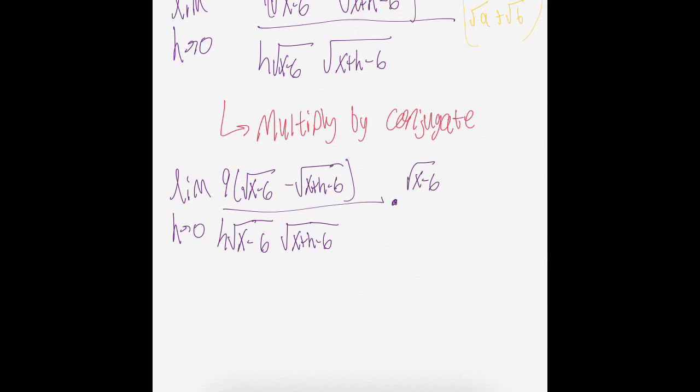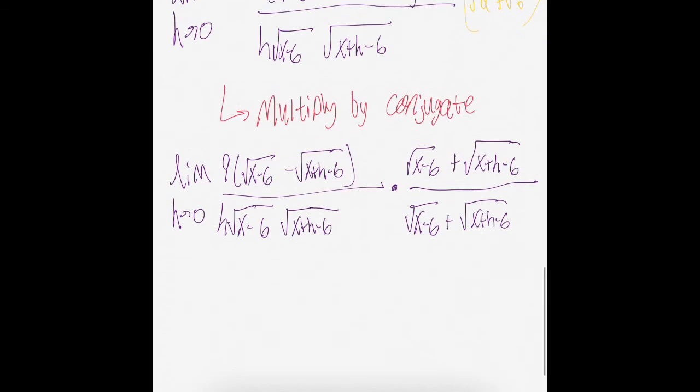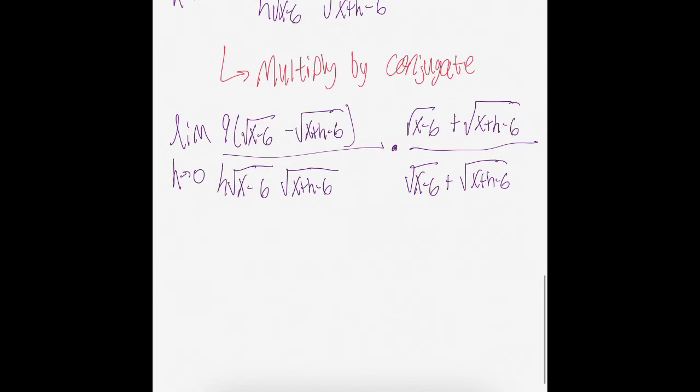Times, so let's go ahead and write out that conjugate. That's going to be root x minus 6 plus root x plus h minus 6. Everything under the radical stays the same. I'm only changing the sign in the middle of those two radicals. So let's keep on going. In the numerator, this is where the magic is going to happen because this is where conjugates do their thing.